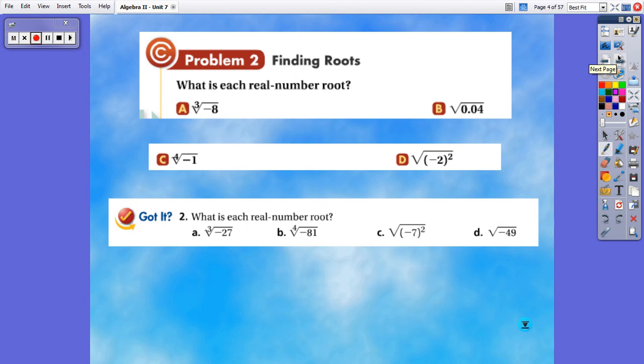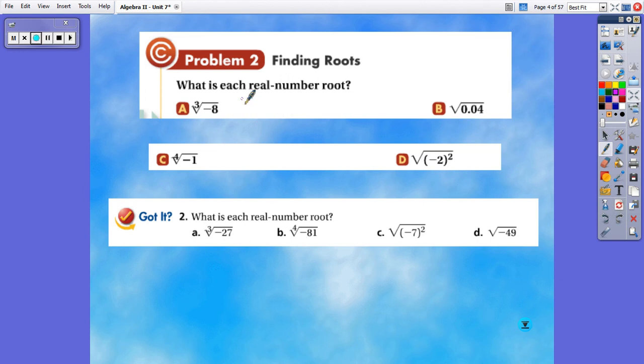So, we're going to try to find real numbered roots here. Now we only want the real numbers. First, you're going to look at this first example, letter A. The 3 here is called our index. That means we're taking the third root. And negative 8 is the radicand. That's what we're taking the third root of. So, what this question is asking you to do is figure out what number to the third power is equal to negative 8?